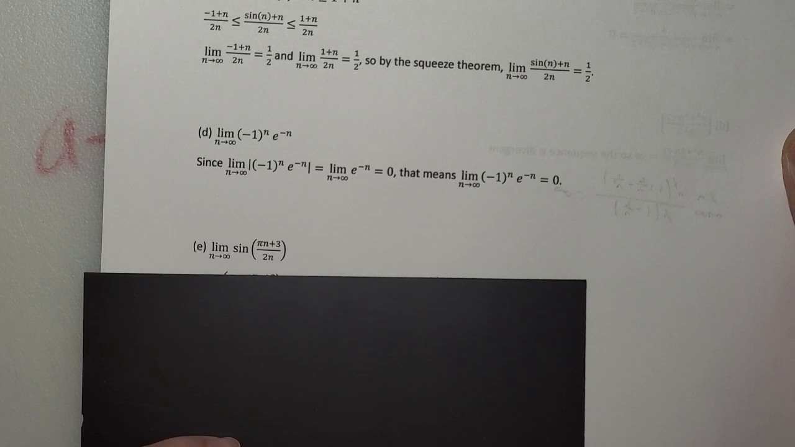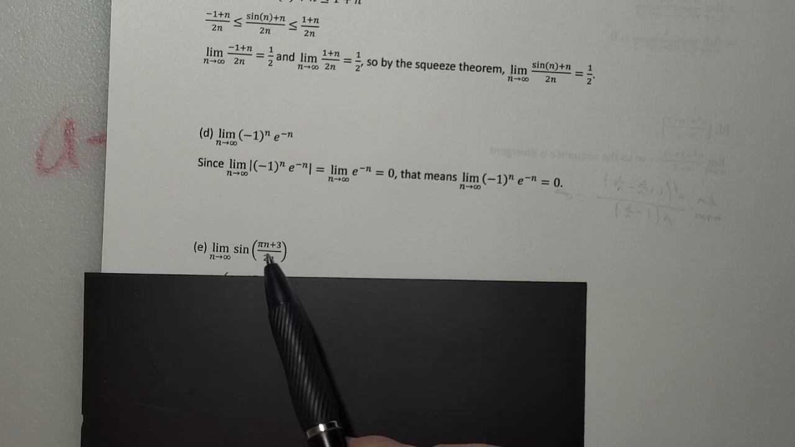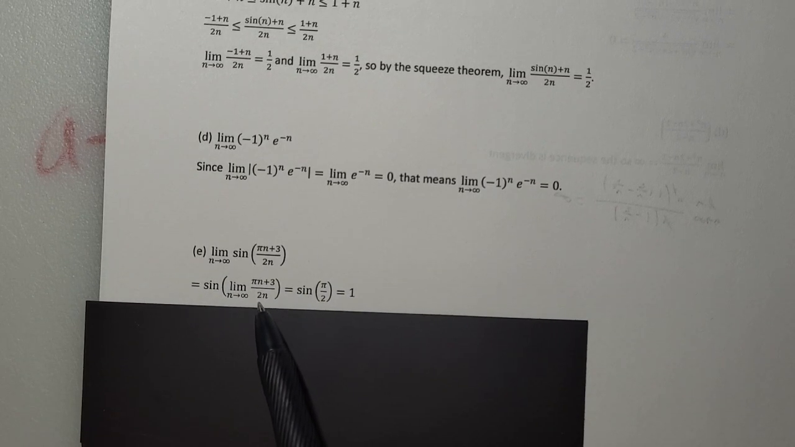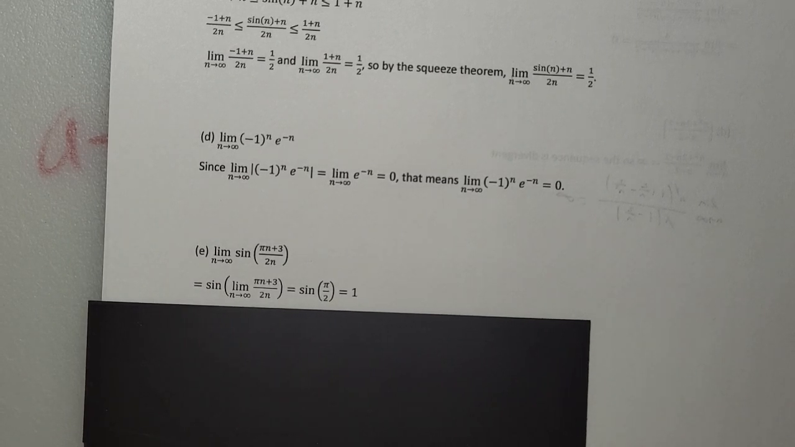Okay, how about this one? Again, we can just use that composite function property. So find the limit of the inside first, which is pi over 2. Again, degree test, same, take the ratio of the leading coefficients. So what's sine of pi over 2? 1. Okay, that's this video.